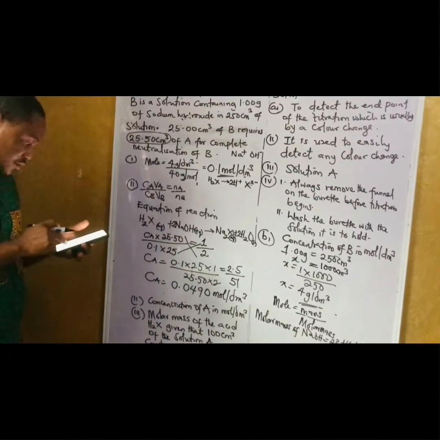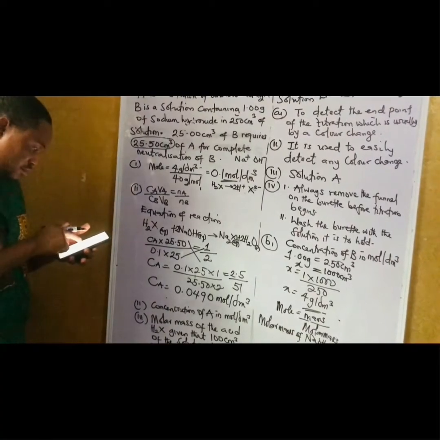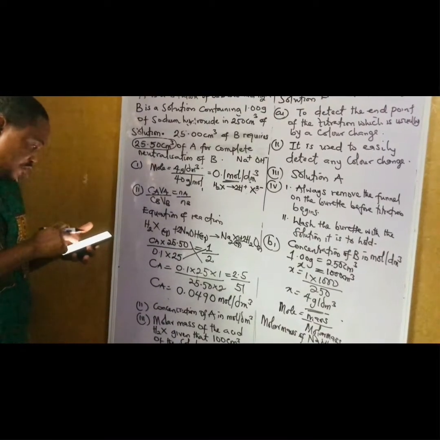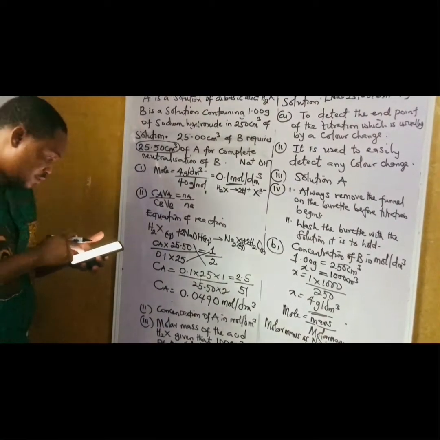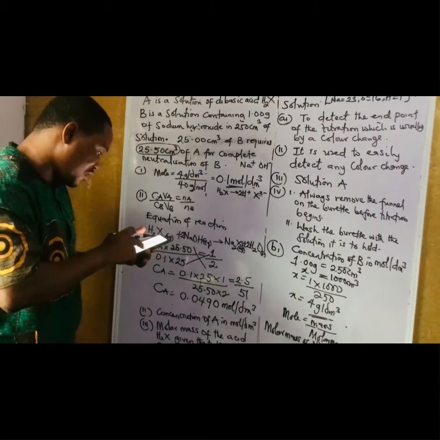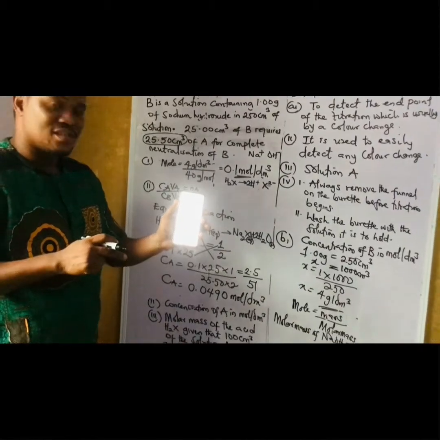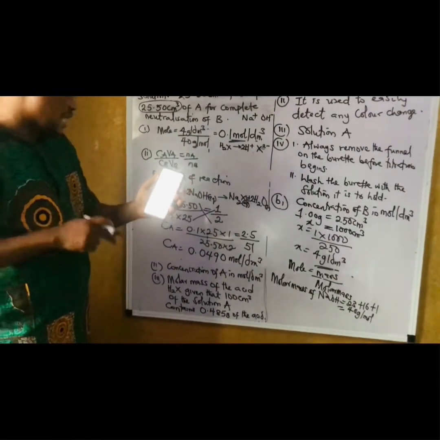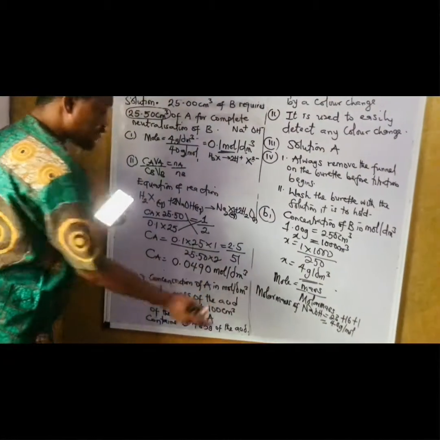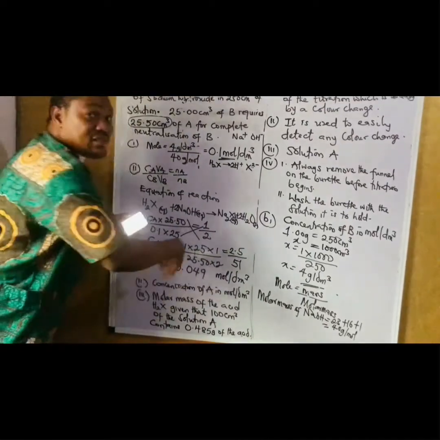Divide, let's be very sure, 2.5 divide 51. So you can see that that's 0.049. So if you want to write 0.049, it's fine. So let me leave this one, but still the same thing.